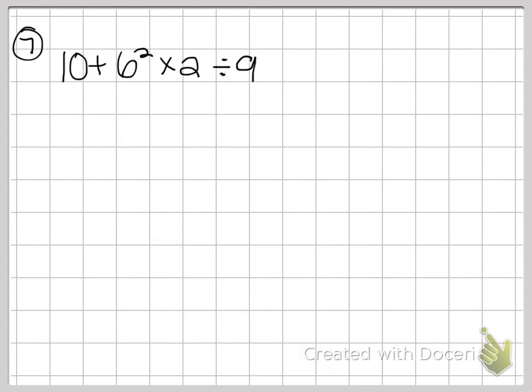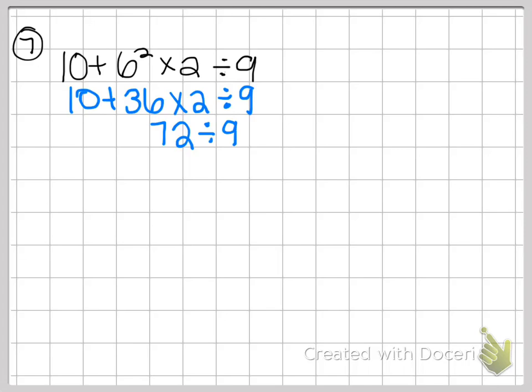And our last example for today, again, starting off with our exponent, 6 to the second power, which is 6 times 6. So 10 plus 36 times 2 divided by 9. Go ahead and do that multiplication. 36 times 2 is 72. And 72 divided by 9 is 8, plus 10 equals 18.